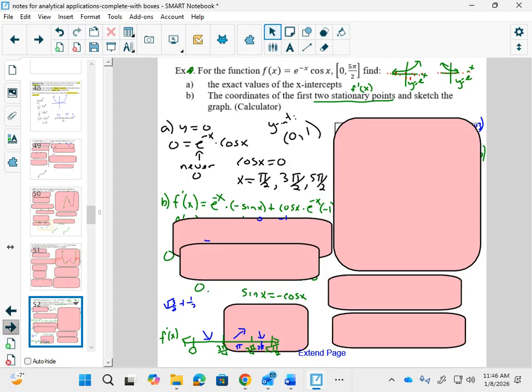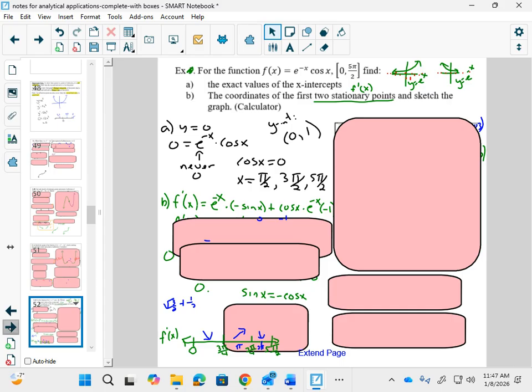Next, find the coordinates of the first 2 stationary points and sketch this graph. So how do we find stationary points? We use our derivative. What would we have to do for the derivative here? Use our product rule. Keep one the same, derivative of the second one. Keep the second one the same, derivative of the first one. And do you see with the derivative of the first one, you have a chain rule. It'd be e to the negative x, but then you still have to multiply by the negative 1.